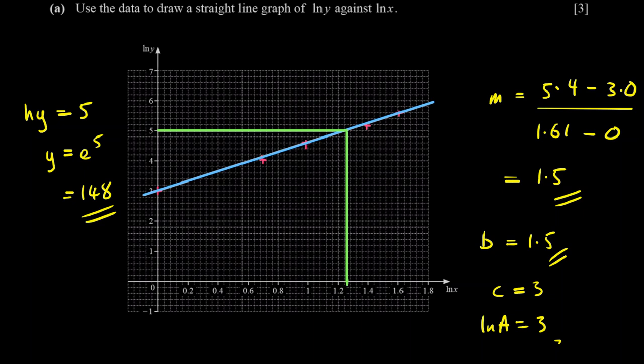Okay. What else is on the mark scheme? Reading off the graph for ln x equals 1.25 to obtain ln y. So the key thing is you need to draw these lines here on your graph, right? You need to make it clear to the examiner that you have used that graph.